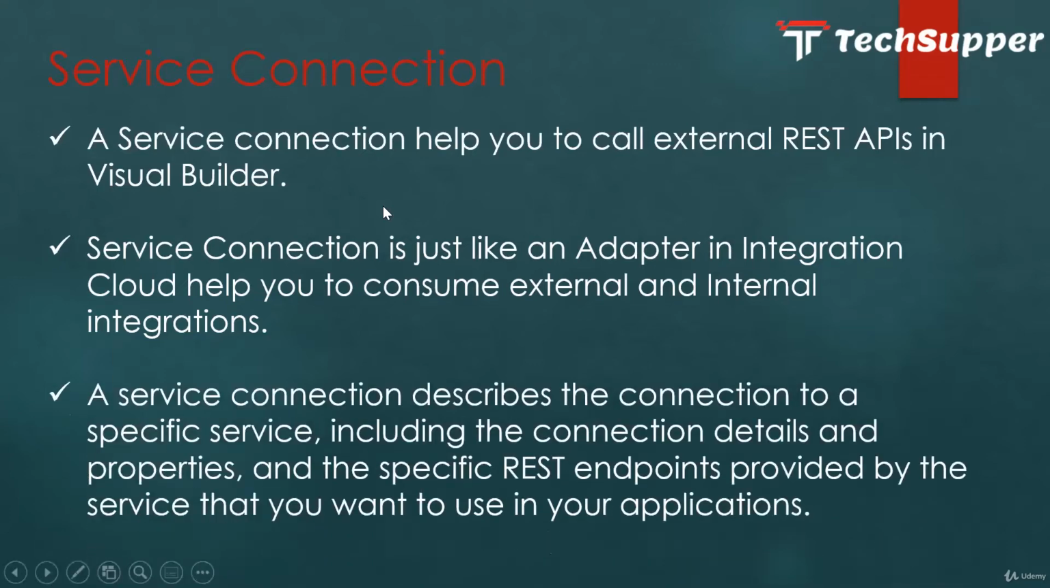A service connection describes the connection to a specific server, including the connection details. We have to provide the connection details while creating the connection, and the properties and the specific REST endpoint provided by the service that you want to use in your application. It is similar to when we create a REST adapter, right? We provide some details like the REST adapter endpoint URL, and then username and password. In the same way, here we have to provide the REST connection details in order to consume the external REST API with the help of a service connection.